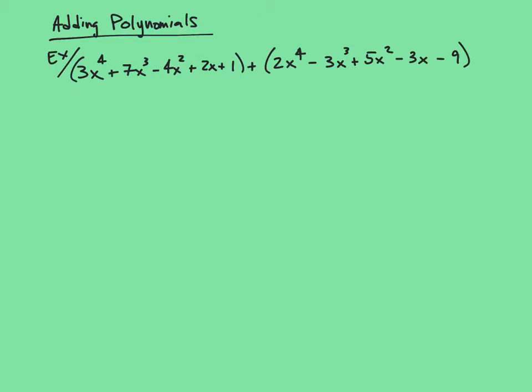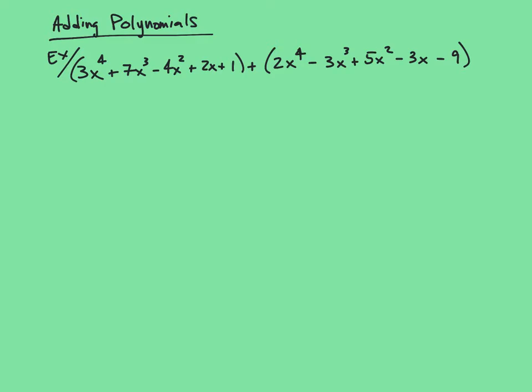All right, so in this example I want to add these two polynomials together. So I've got this polynomial and I want to add this polynomial. All right, and so what I want to do is identify, well, what are my like terms? All right, so notice that I have a 3x to the fourth and a 2x to the fourth. I'm going to combine those as like terms. And again, I'm simply just going to add my numbers up front and keep the x to the fourth. So if I add 3 and 2 together, that's going to give me 5x to the fourth.